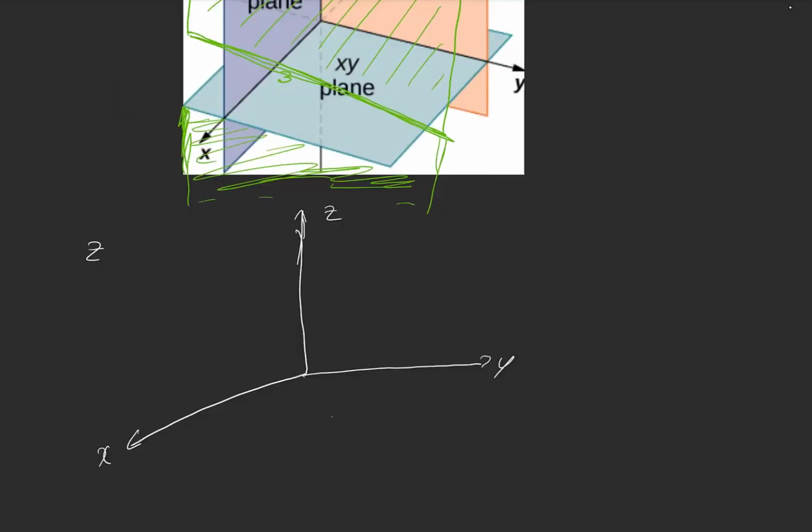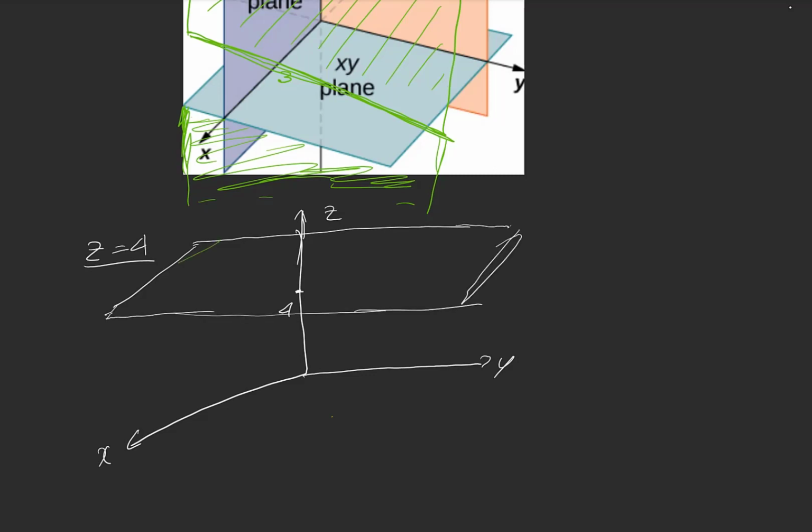Now I plot z equals 4. What is z equals 4? Z equals 4 is a plane that goes through z equals 4 and is parallel to the xy plane. So it should be something like this and this. Actually this is the 4, so this goes through 4. It means you see that it cuts the z-axis at 4.